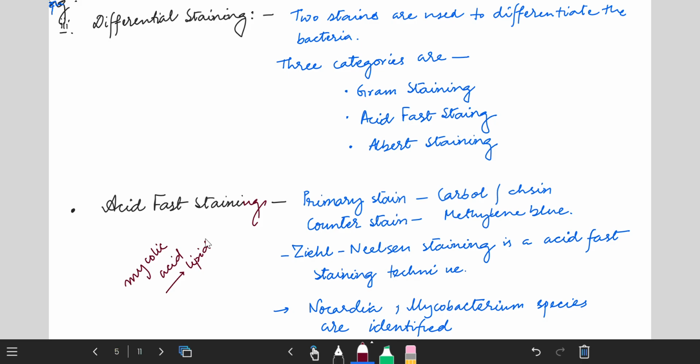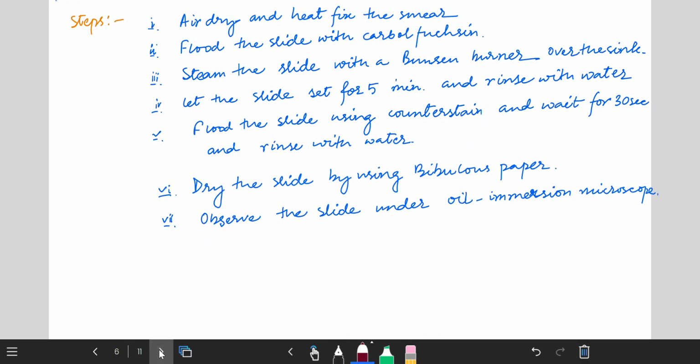So the primary stain here uses carbol fuchsin. This is a lipid soluble dye, and the counter stain which is used is methylene blue. This type of stain, or Ziehl-Neelsen stain, is a kind of acid fast staining, and this type of staining is used for the identification of Nocardia, Mycobacterium species, etc. Now we will see what are the steps involved in acid fast.